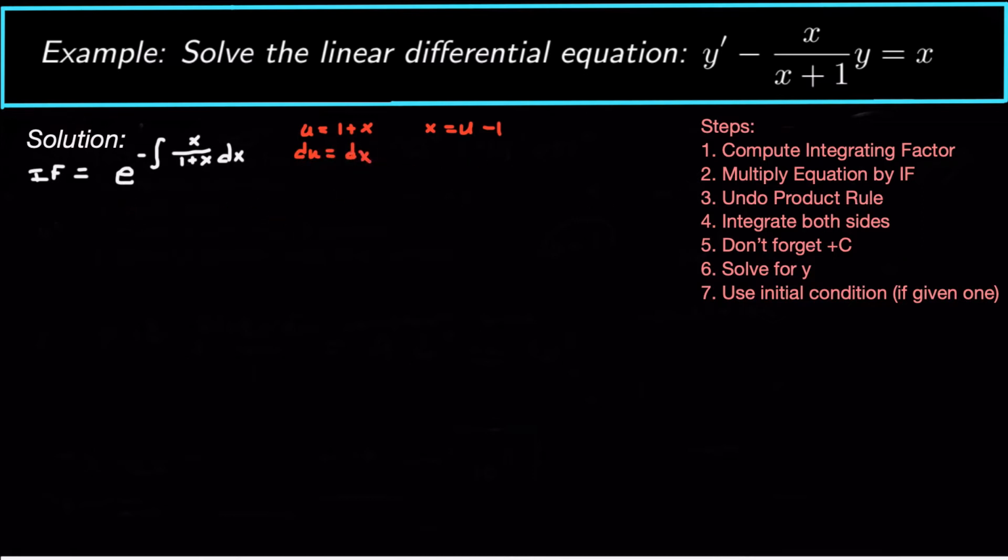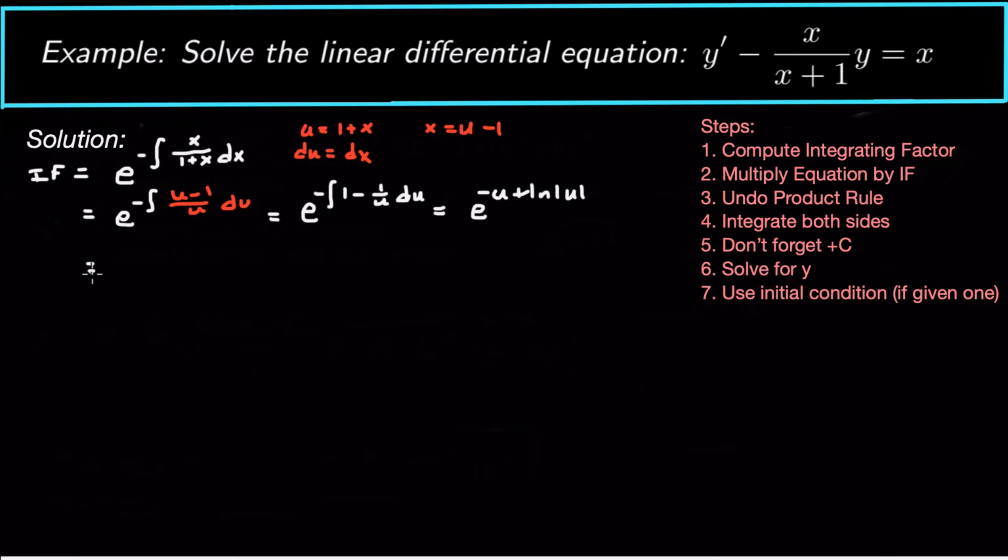So this would be e to the negative integral of u minus 1 over u du. So that equals e to the negative integral of 1 minus 1 over u du, which is e to the negative u plus natural log absolute value of u.